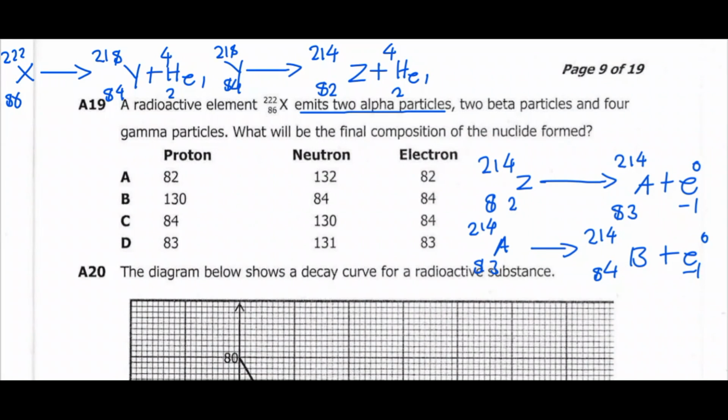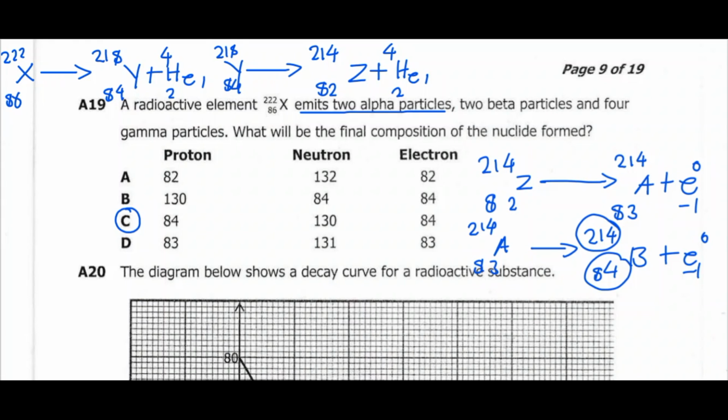So we are dealing with 214 and 84. Now the question is, what will be the final composition of the nuclide formed? So the proton is just 84. We even have the answer here. So this will be our answer. Proton cannot be 82, cannot be 130, cannot be 83.